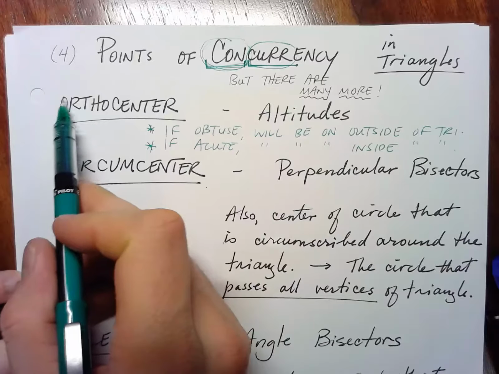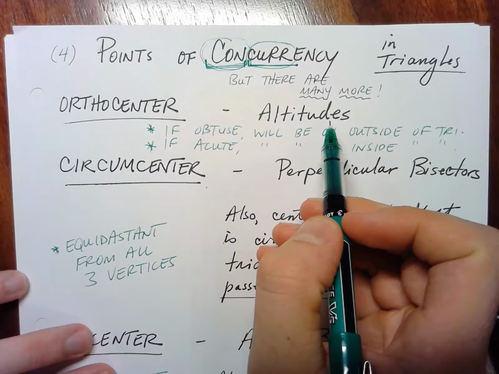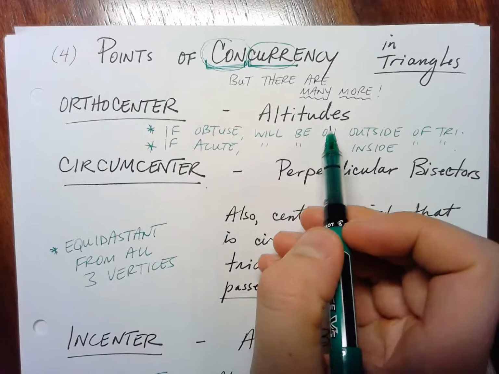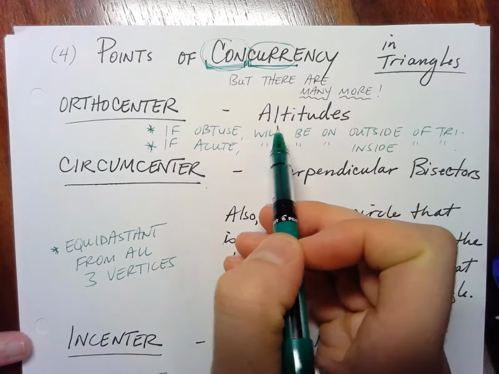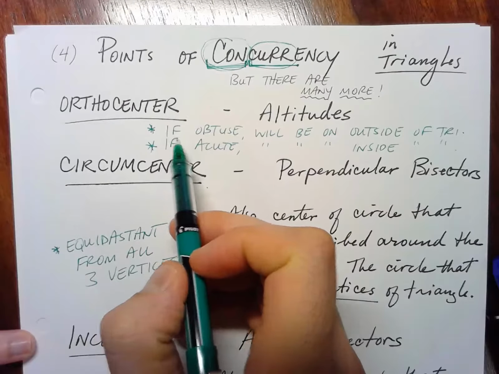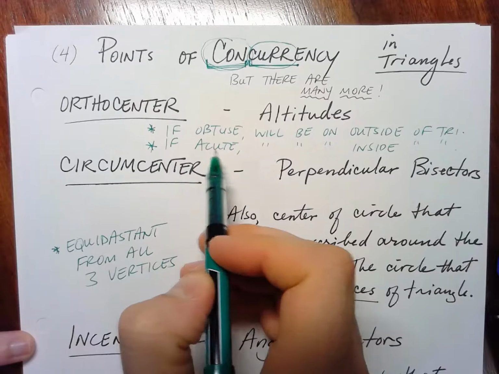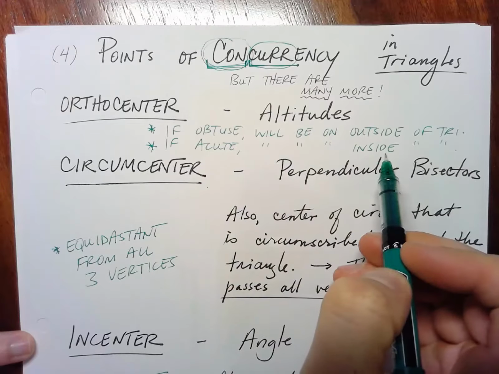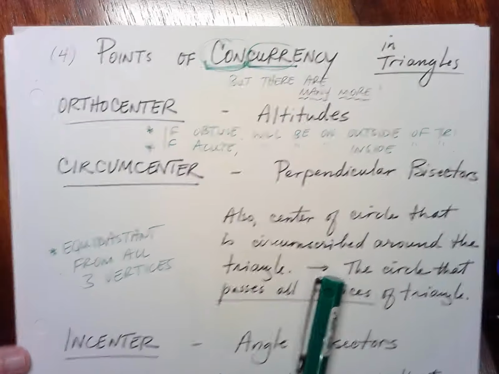The orthocenter of a triangle is where the altitudes meet. So of course you have 3 sides and 3 angles of a triangle, and so that's what we're going to be basing all this on. So when you have 3 altitudes that meet, that's the orthocenter. If the triangle is obtuse, this will be on the outside of the triangle. If the triangle is acute, it will be on the inside of the triangle.